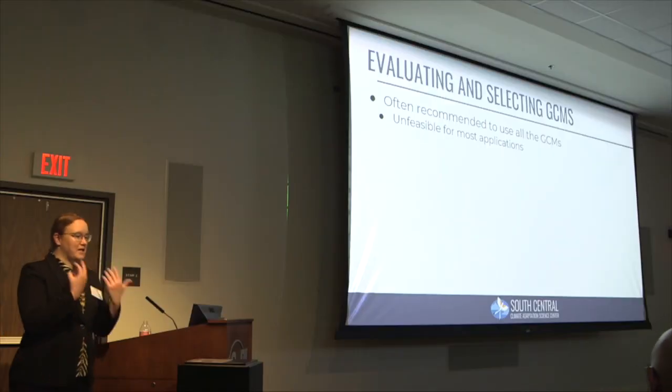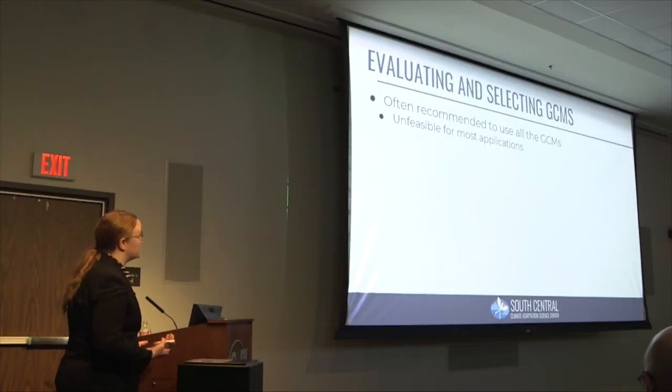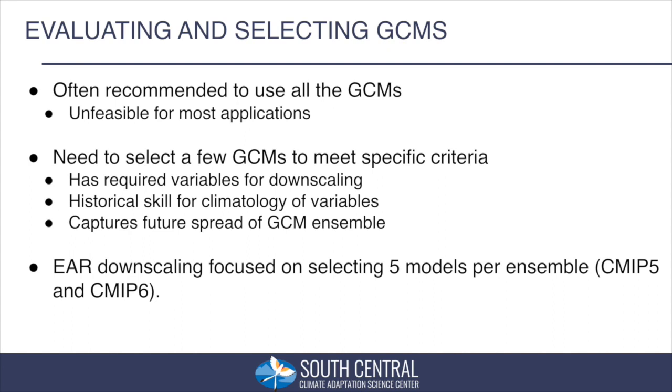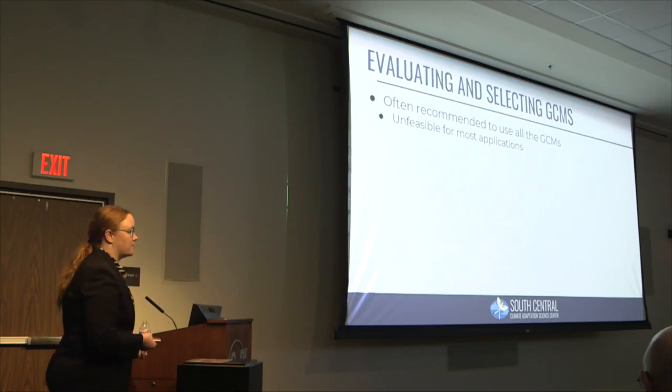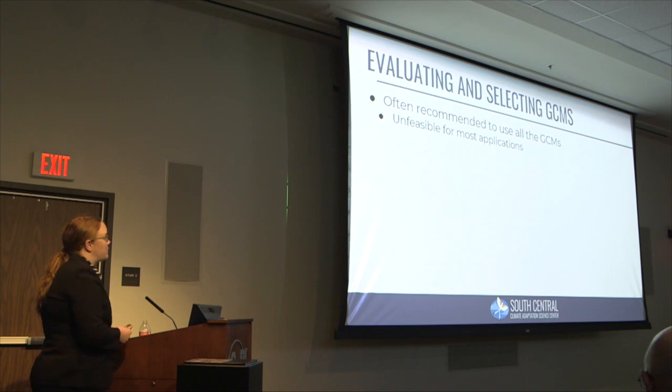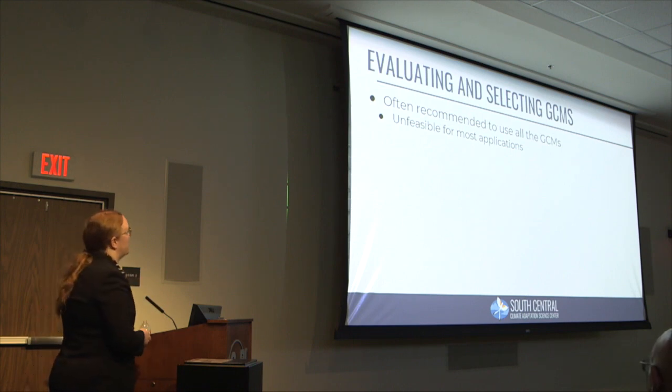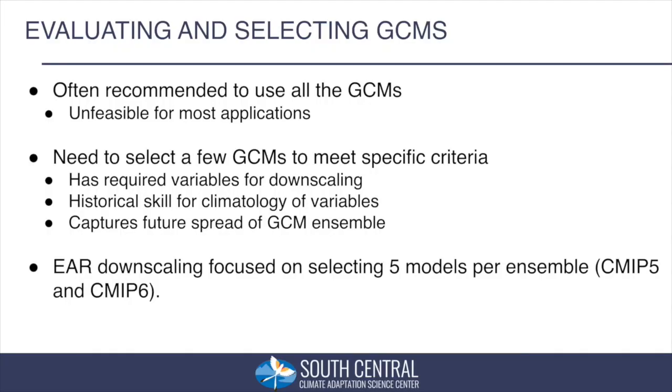So, first things first. Oftentimes in the literature, and it's in part to address the uncertainty question that was raised, it's recommended to use all the global climate models, but it is also at the same time often very unfeasible for different applications, whether it be for computing capacity or lack of expertise or any number of different reasons. Like I said, with CMIP6, there's 100 models. That's kind of hard for a lot of our different stakeholders to use.